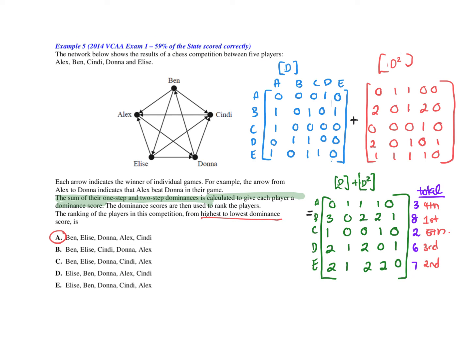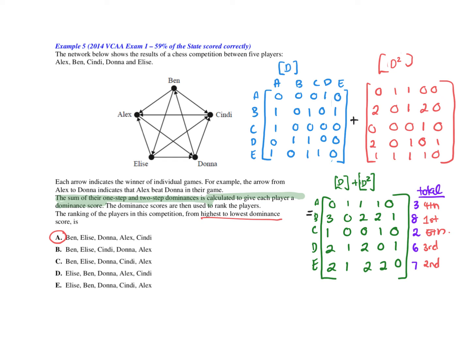Okay, so the network below shows the result of a chess competition with 5 players. So once you know you've got a competition with some type of sport or game, it definitely would indicate a dominance thing. And it says, obviously, the arrows indicate the winner of individual games, and they'll give you an example to explain that. So it says there, the sum of 1 step and 2 step dominance is calculated to give a player a dominance score.